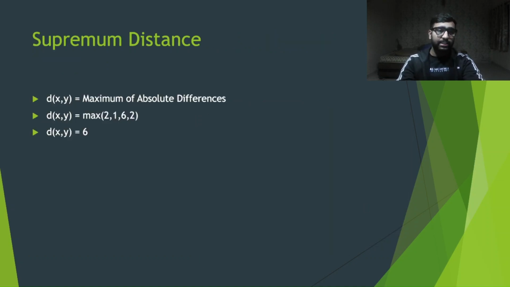Then the Supremum distance has a very simple and straightforward formula, which is the maximum of all absolute differences. The maximum of all absolute differences here is 6, hence 6 is our Supremum distance value.